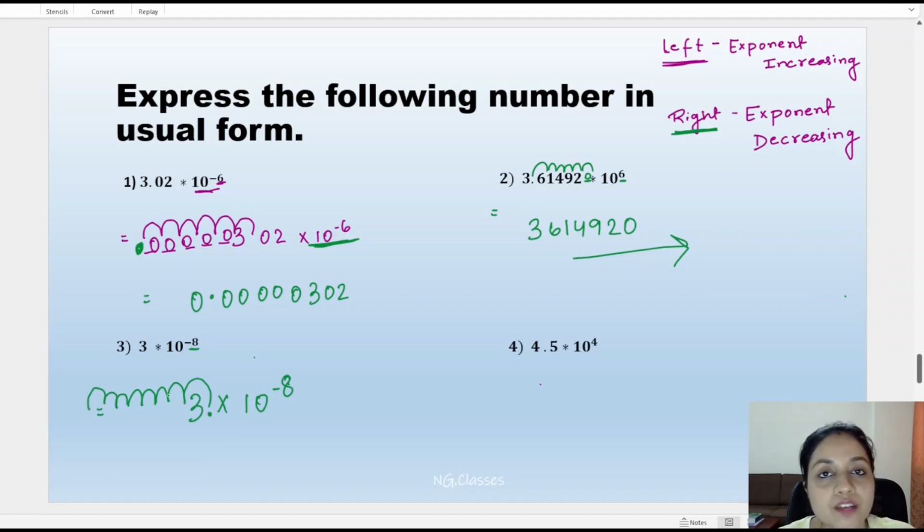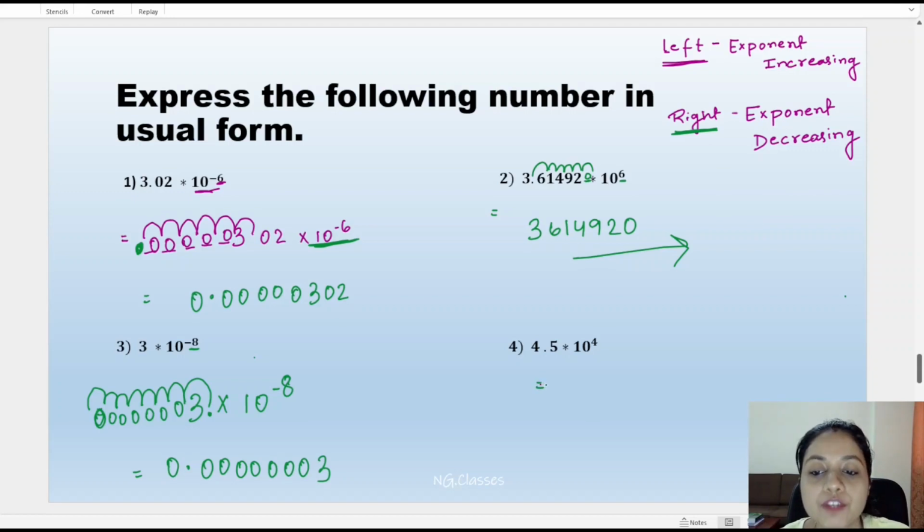In place of the blank, we will write zeros. So 1, 2, 3, 4, 5, 6 and here 7. So in total 7 zeros we have to write before 3. So our answer is 0.00000003. That's it.